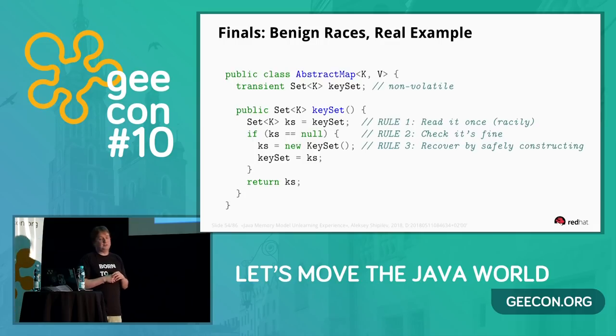You don't want to have key set volatile for low-level optimization reasons that you might have to consider if you build a class library that is used by 10 million people. So it basically goes like this. It says, non-volatile key set, I read it once, I check that it's not null. If it is, then I do the recovery, construct the key set with all the final fields, and I'm done.